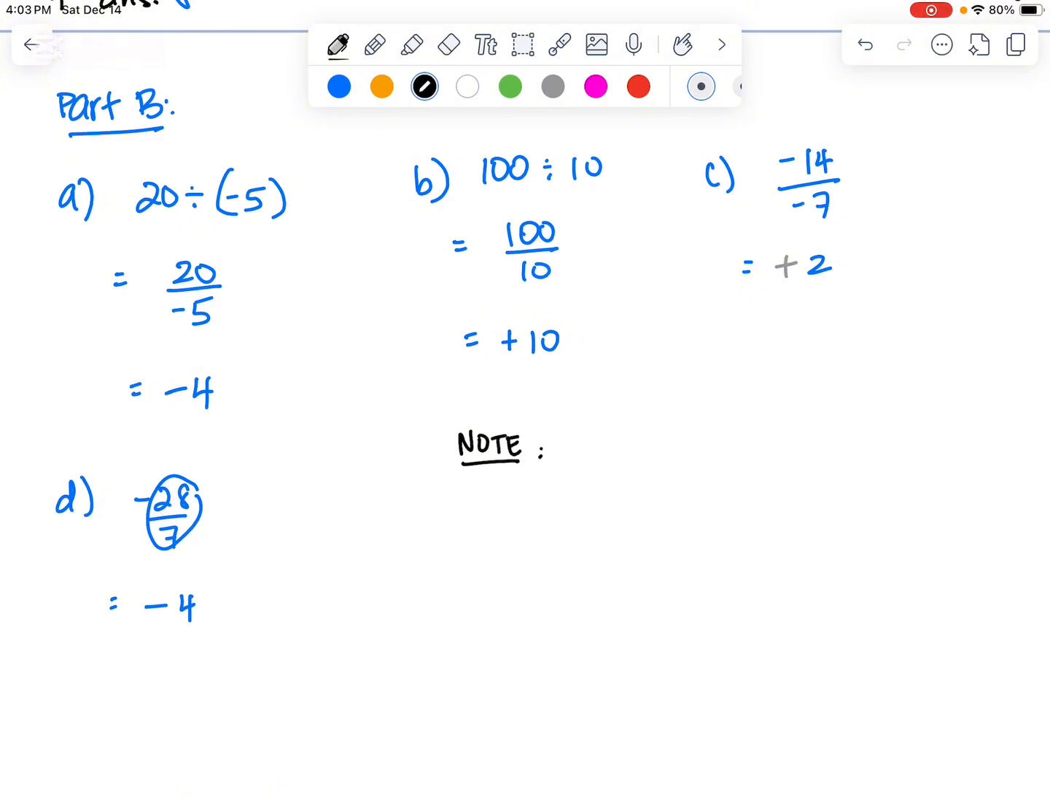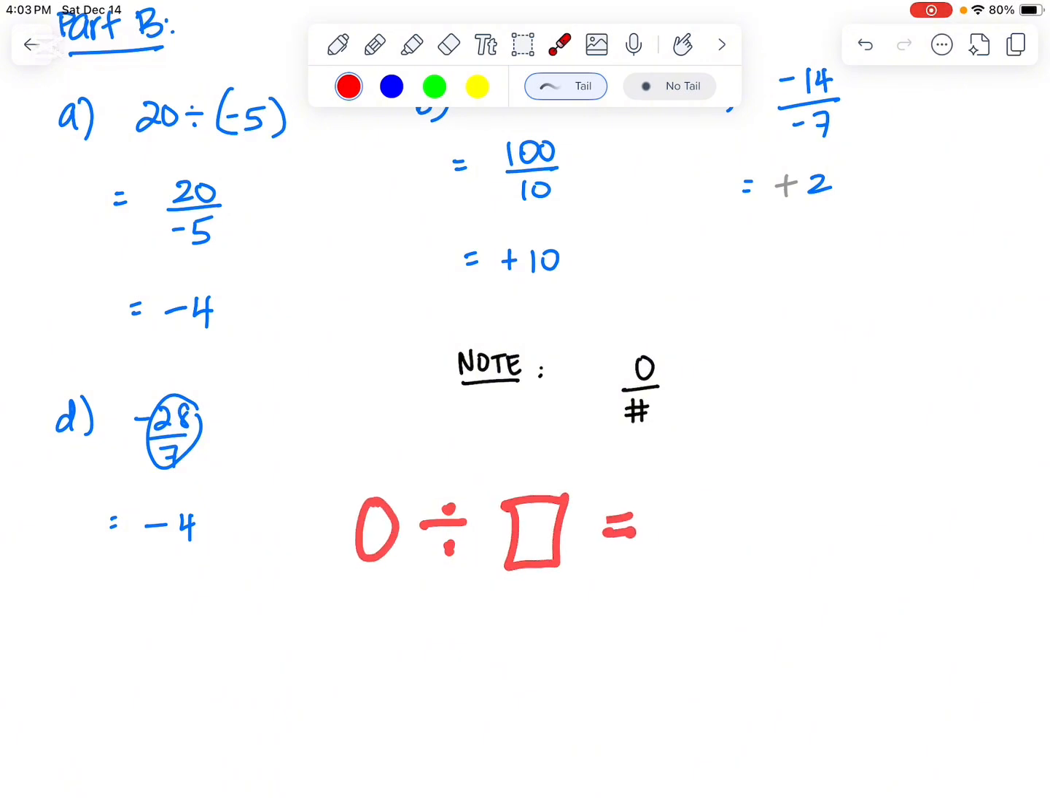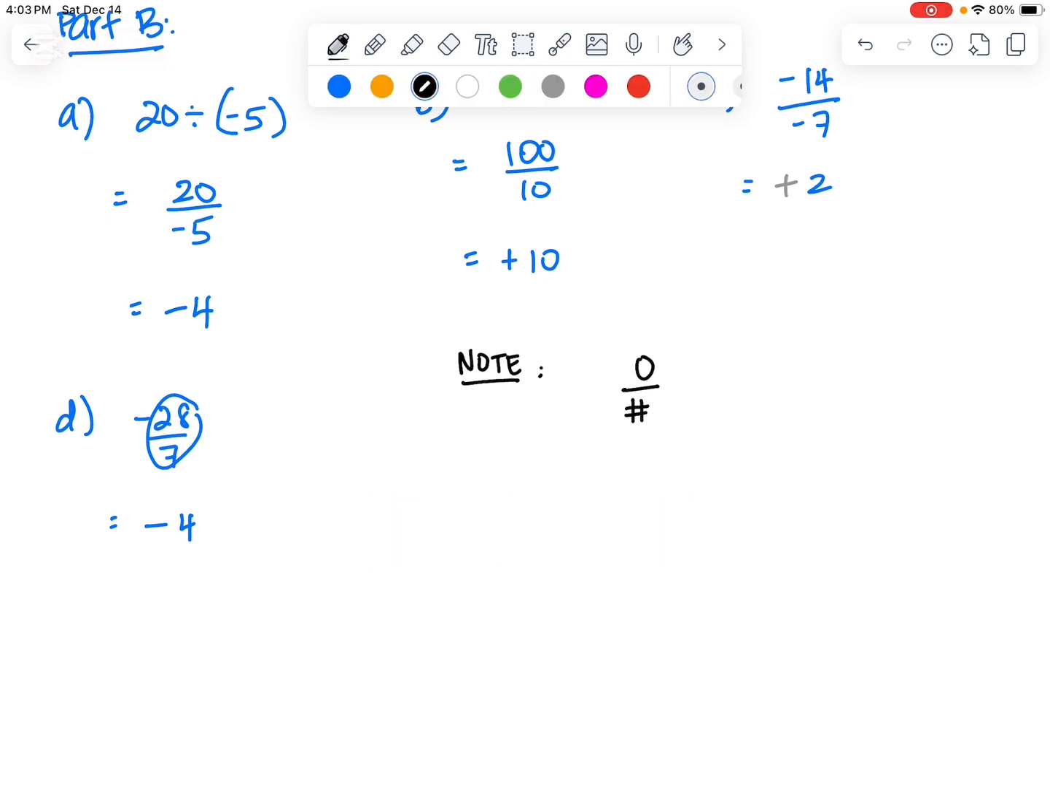and to prove it, why don't you pause the video and get a calculator. But if I take 0 divided by a number, so in your calculator, you can punch in 0 divided by, and then you pick the number. Hit equals, and what do you get? You should always be getting 0. So when you got 0 divided by a number, you will always equal 0.